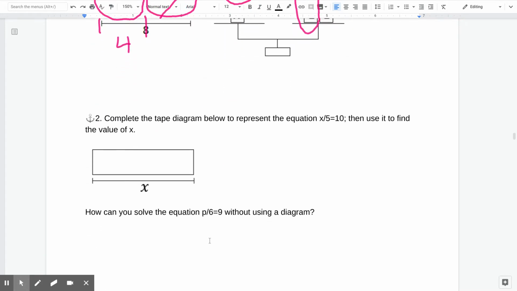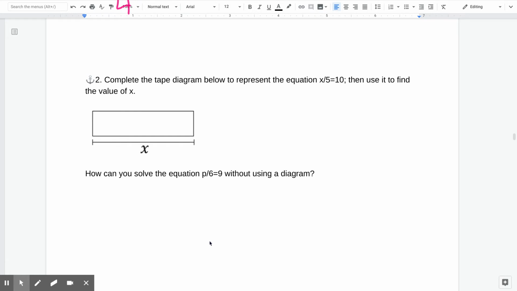Moving on down to problem 2. If we're looking for a tape diagram for the equation x divided by 5 equals 10, then what we need to do here is divide this x up into 5 equal-ish pieces. And each of those 5 pieces are worth 10.